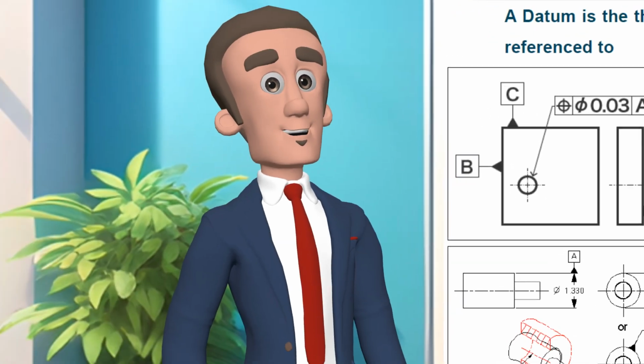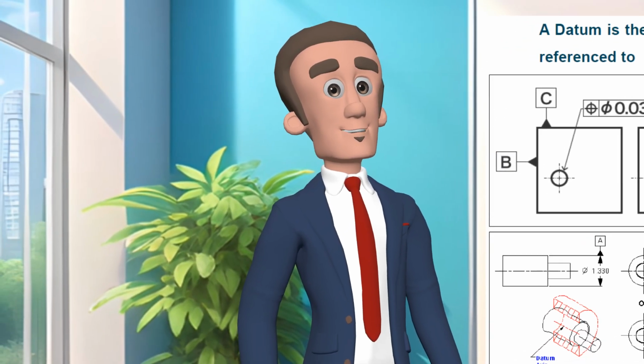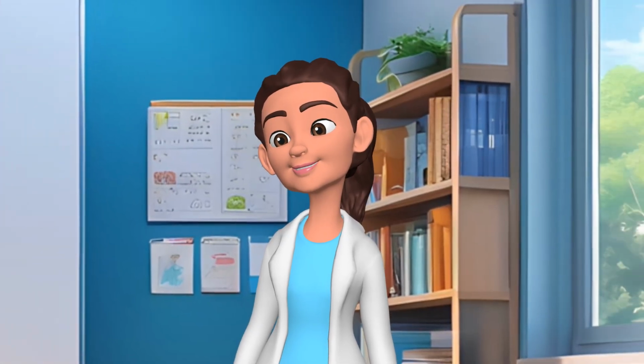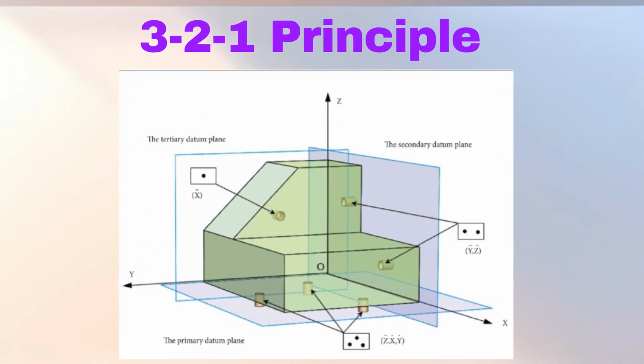Renita, I somewhere heard about the 3-2-1 principle in datums. Would you please explain that? Good question. I was about to go there. Thanks for asking up front. The 3-2-1 principle in GD&T is a method used to define the datum reference frame for a part. This principle ensures that the part is properly oriented and constrained for measurement and manufacturing.